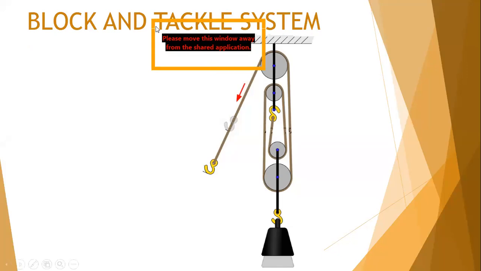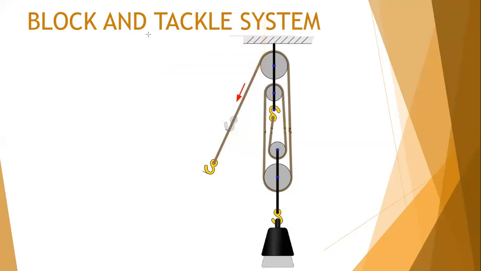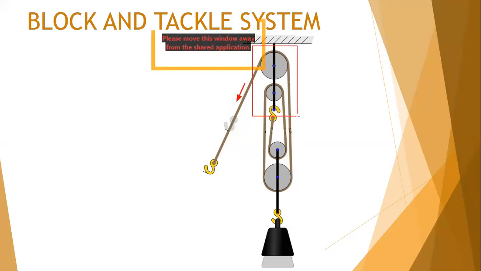So you will find in the block and tackle system there are two blocks of pulleys used. The first block of pulley is this one, which I am showing you. This is one block of pulley and we have another block of pulley. So in fact, in block and tackle systems, we use two blocks of pulley. We don't have one pulley, but we have two blocks of pulley.